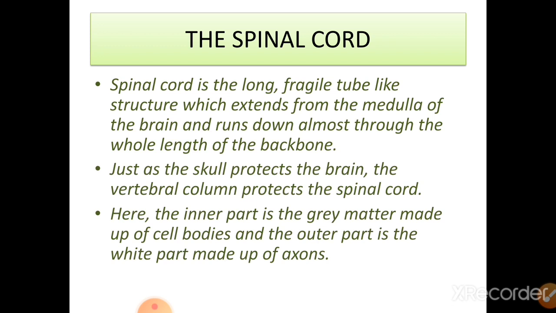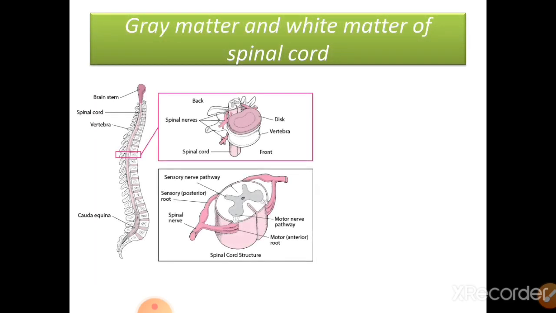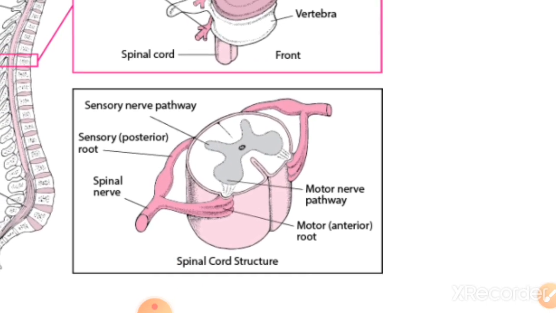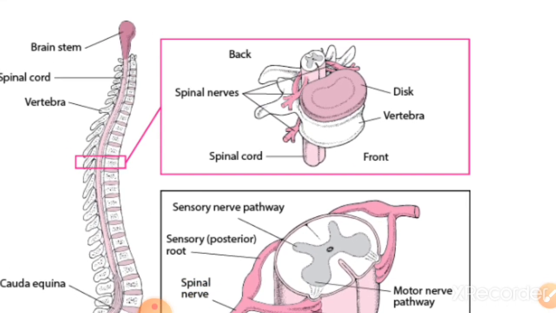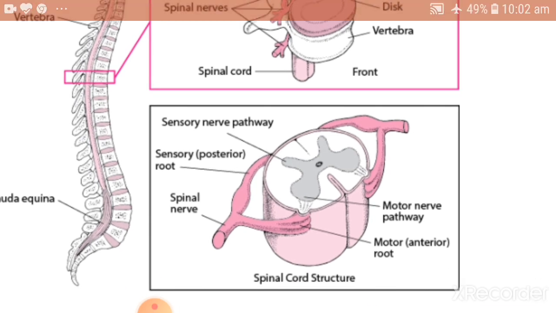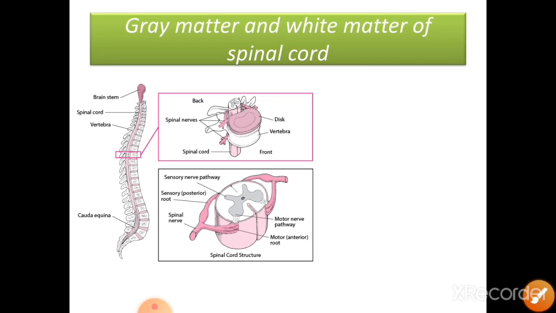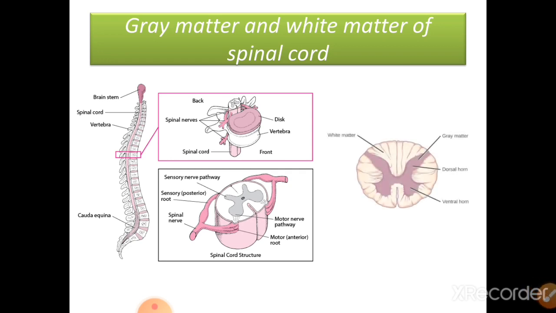So it is just the opposite of the cerebrum. In the cerebrum, the outer part was the grey matter and the inner part was the white matter, isn't it? So you can see the grey matter and white matter of the spinal cord here. The outer part is the white matter and the inner part is the grey matter. Here you can see grey matter and white matter.